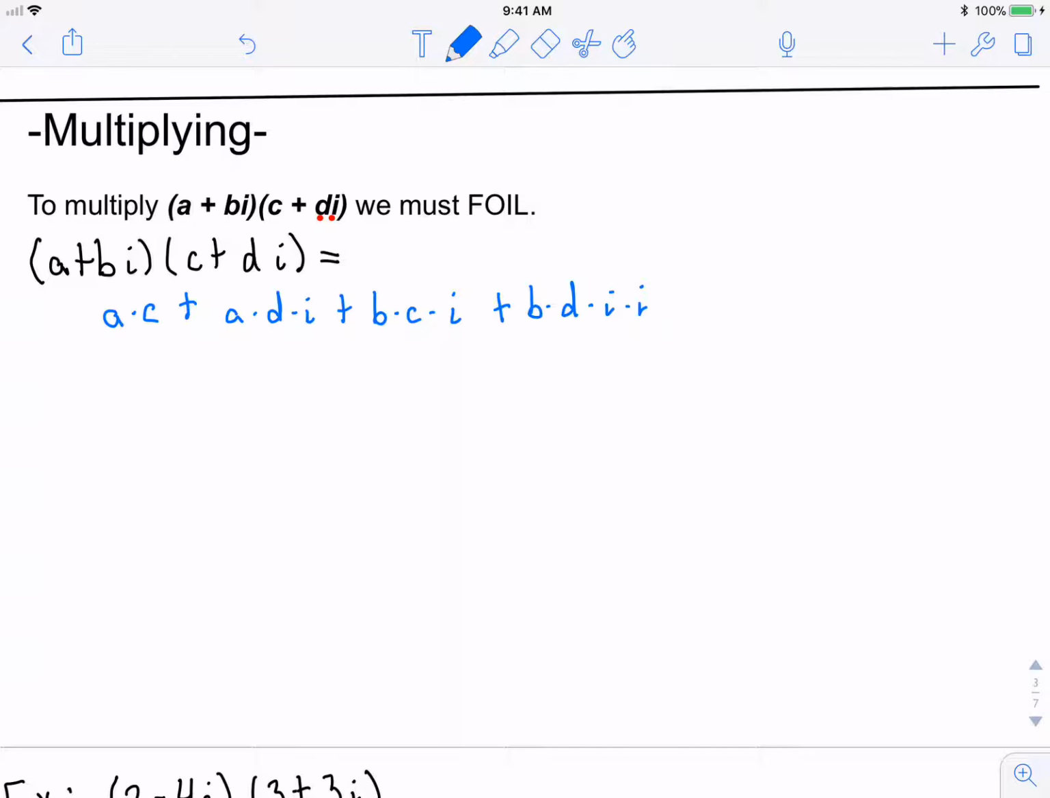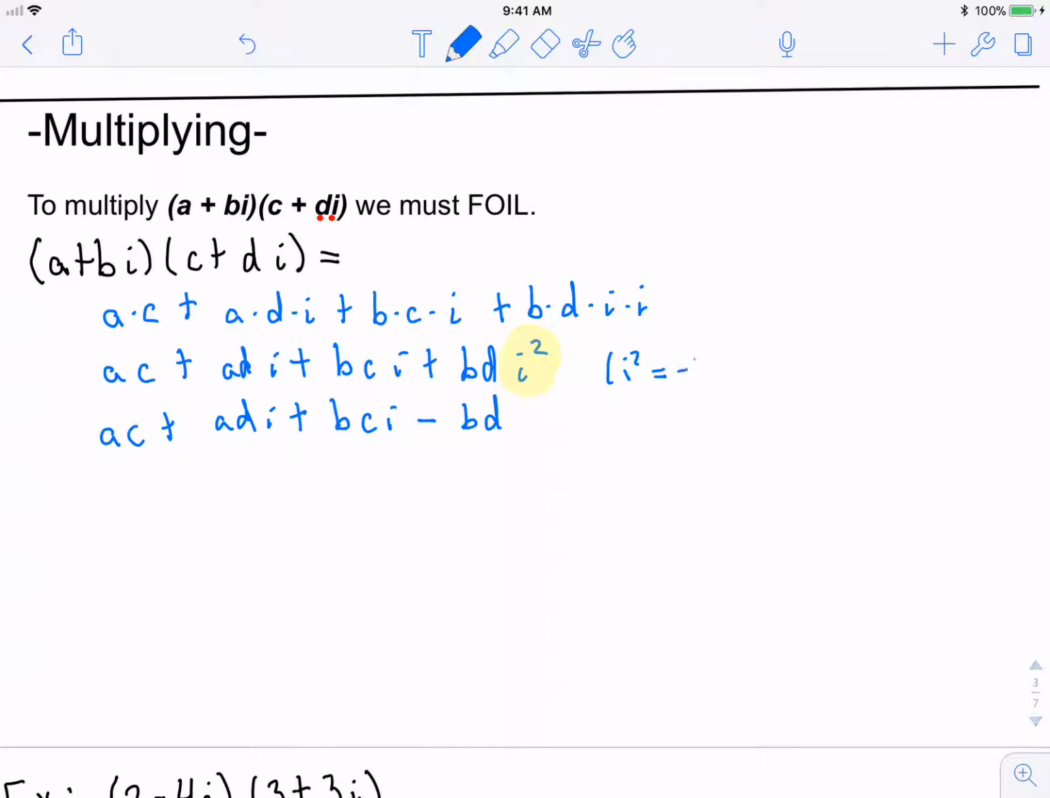Now let's rearrange this just a little bit. This is ac plus adi plus bci plus bd times i squared, and we're not in standard form yet. We have this i squared term which we need to simplify, because remember in standard form we only have i's, we don't have any higher powers. So we know i squared is equal to negative 1, so this actually becomes ac plus adi plus bci minus bd, since i squared is negative 1.